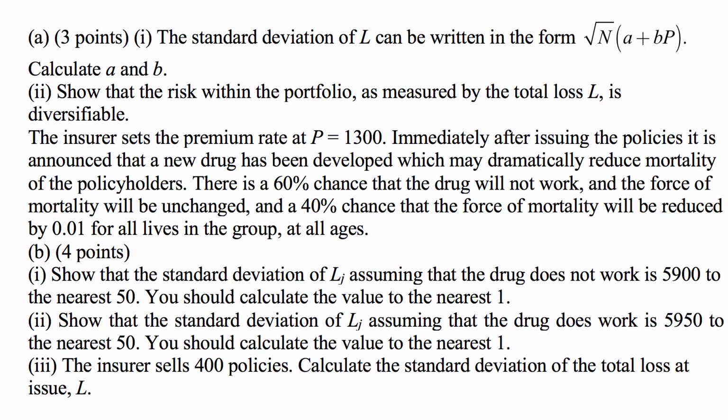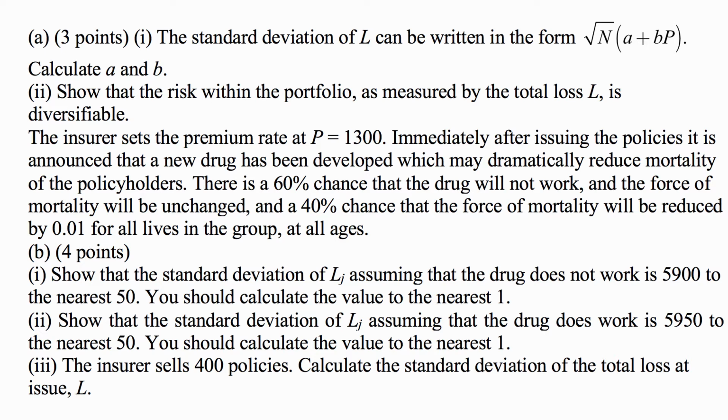Part A. The standard deviation of L can be written in the form square root of n times (A plus BP). Calculate A and B. Part 2 of Part A. Show that the risk within the portfolio as measured by the total loss L is diversifiable. The insurer sets the premium rate at P equal to $1,300.